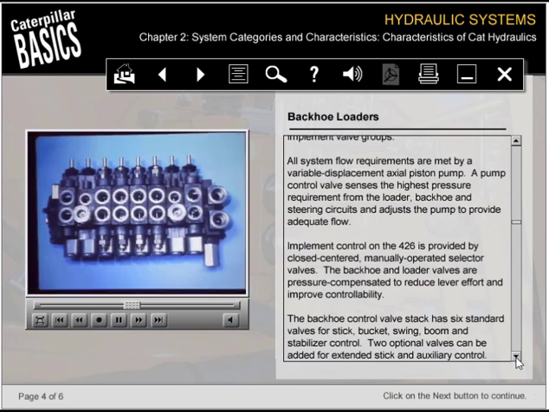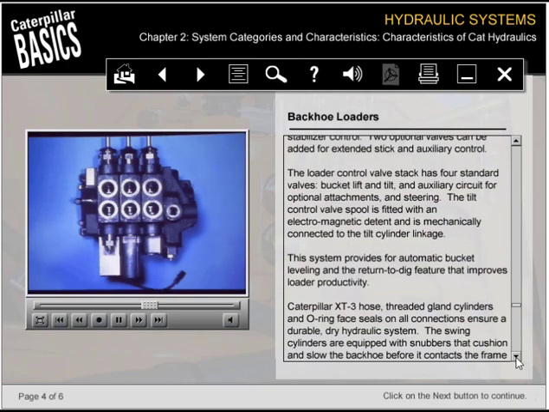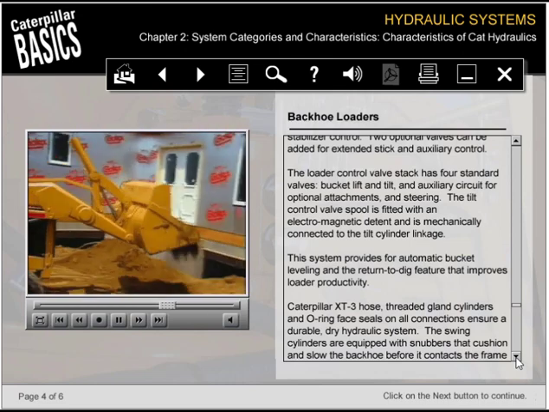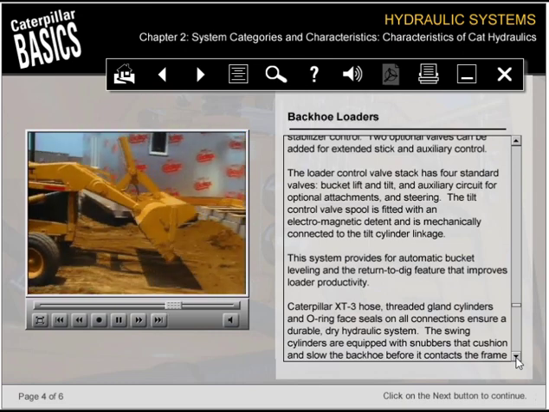The backhoe control valve stack has 6 standard valves for stick, bucket, swing, boom, and stabilizer control. 2 optional valves can be added for extended stick and auxiliary control. The loader control valve stack has 4 standard valves: bucket lift and tilt, an auxiliary circuit for optional attachments, and steering. The tilt control valve spool is fitted with an electromagnetic detent and is mechanically connected to the tilt cylinder linkage. This system provides for automatic bucket leveling and the return to dig feature that improves loader productivity.